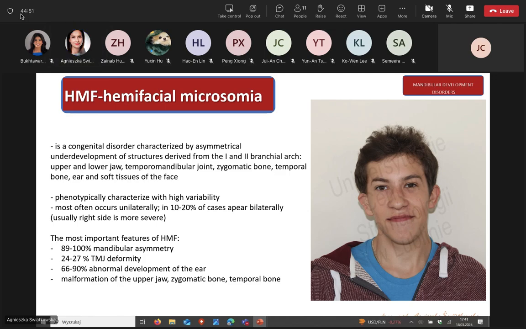What do we see in hemifacial microsomia? First, mandibular asymmetry. You can see it in this picture. TMJ deformity. Of course, we should have a radiological examination to see it. And abnormal, very often but not always, development of the ear, especially the extraoral part of the ear. Malformation of the upper jaw, zygomatic bone, and temporal bone.